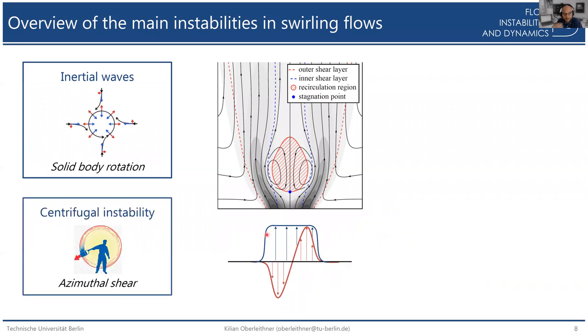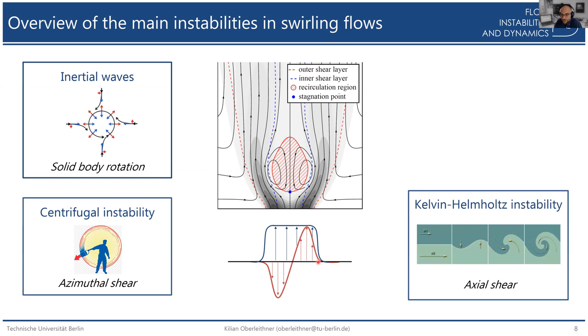Then you can have a centrifugal instability, which is driven by the centrifugal forces, and this type of instability arises in the outer region of your flow in the azimuthal shear layer. And then you can have, of course, Kelvin-Helmholtz type instability, which is driven by the axial shear, which you already saw on the flow visualization pictures. It is most dominant somewhere where you have a strong gradient of the axial velocity profile.